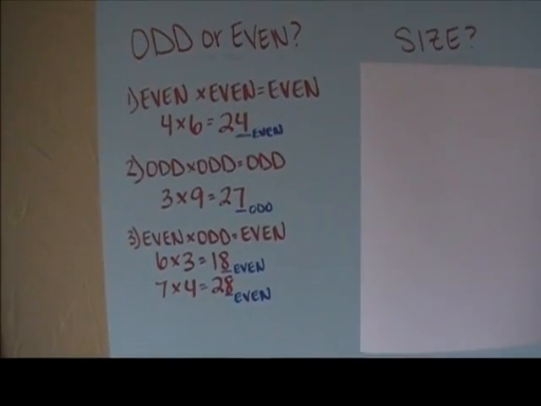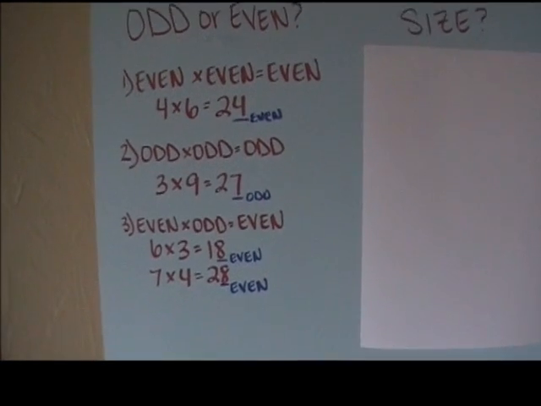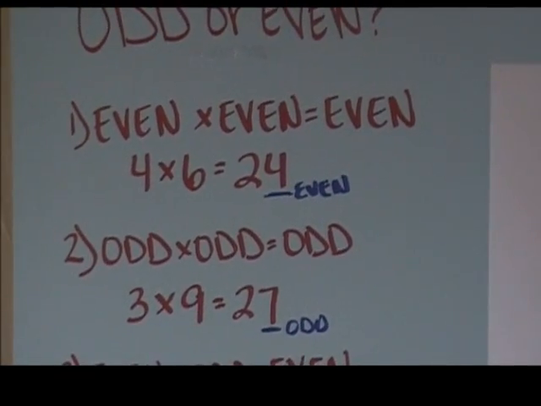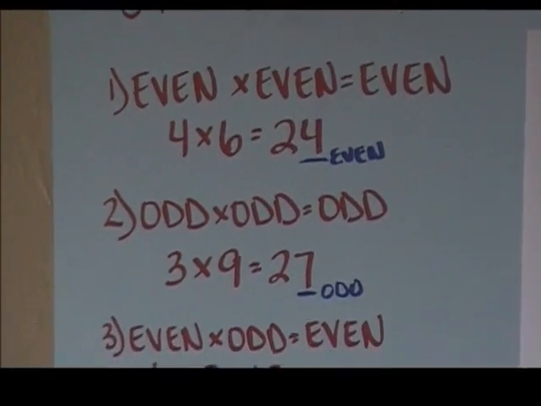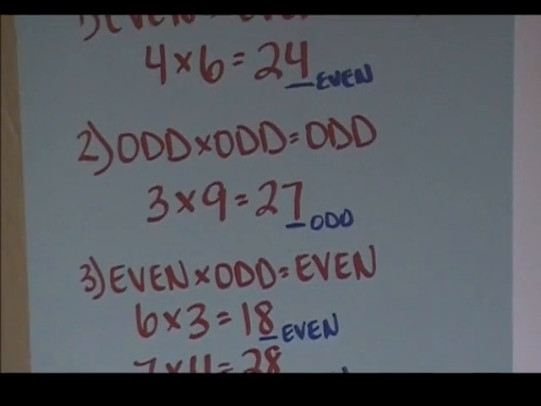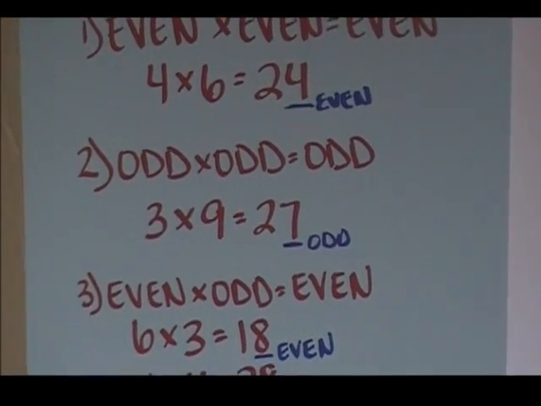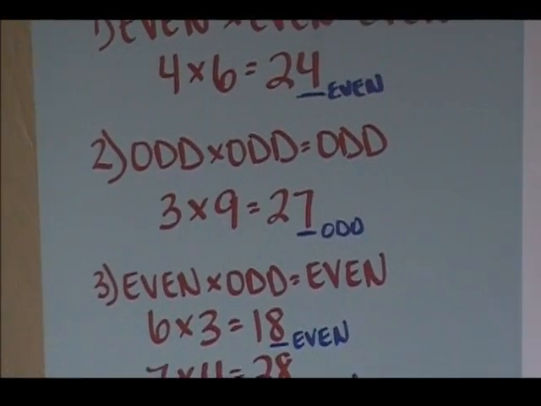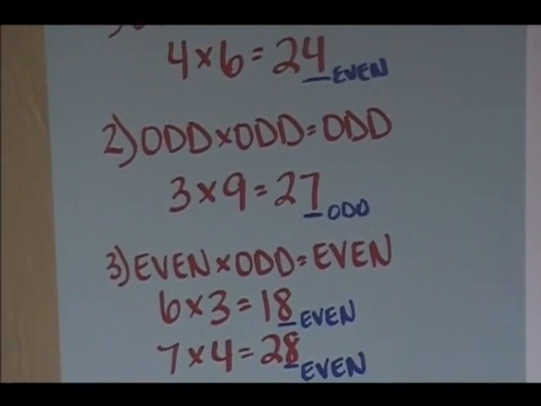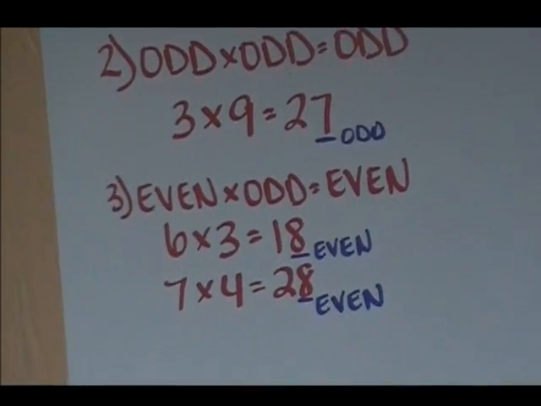For an example, 4 times 6 is equal to 24. 4 is even, 6 is even, and 24 is even. An odd number times an odd number gives us an odd number. For example, 3 times 9 equals 27. 3 is odd, 9 is odd, and our answer 27 is odd.